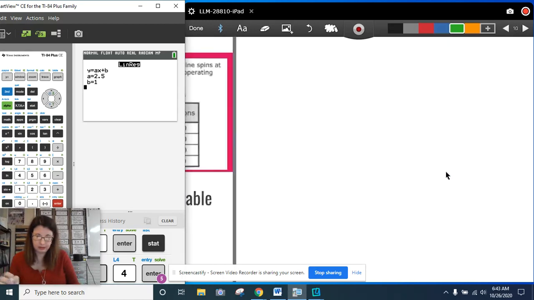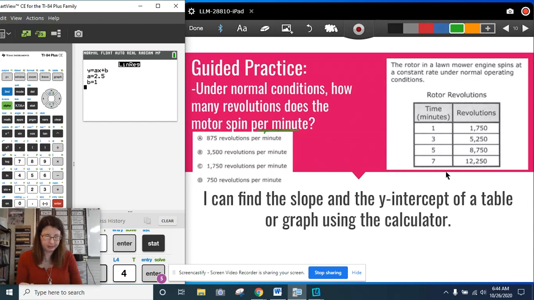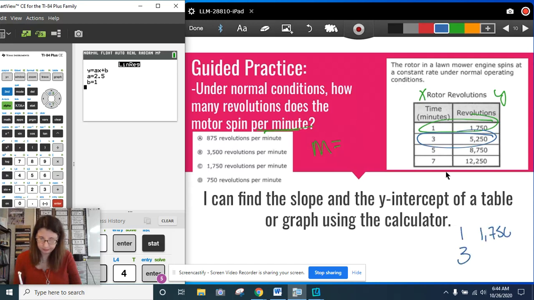I think this is our last one. Under normal conditions, how many revolutions does a motor spin per minute? Per minute. That means I'm going to be looking for my slope. I have my x values and my y values, and I just need to enter these 2 points into the calculator just as I see them, so that my table looks like this.